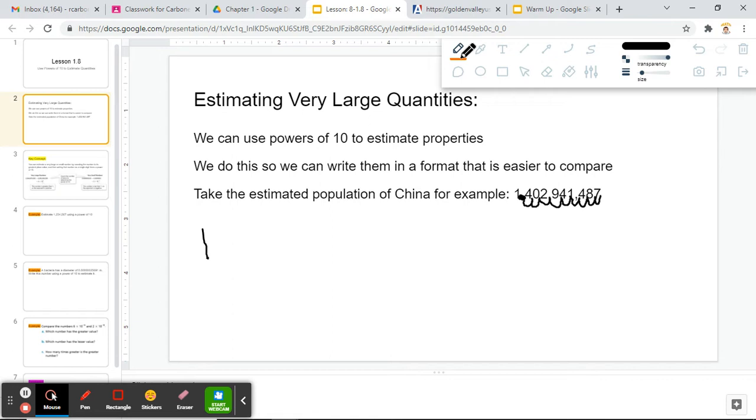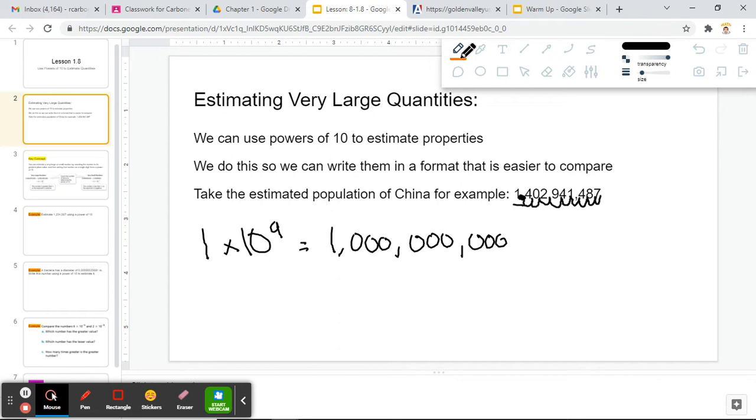So this would be a 1, since the 1 was the number in our last decimal place, times 10 to the power of however many digits we had. Remember, there were 9 digits, right? So this would be a 1 times 10 to the 9th. Now, if we were to actually write this out, this would be a 1 followed by 9 zeros after it. 1, 2, 3, 4, 5, 6, 7, 8, 9. So this is the way we would estimate that population.